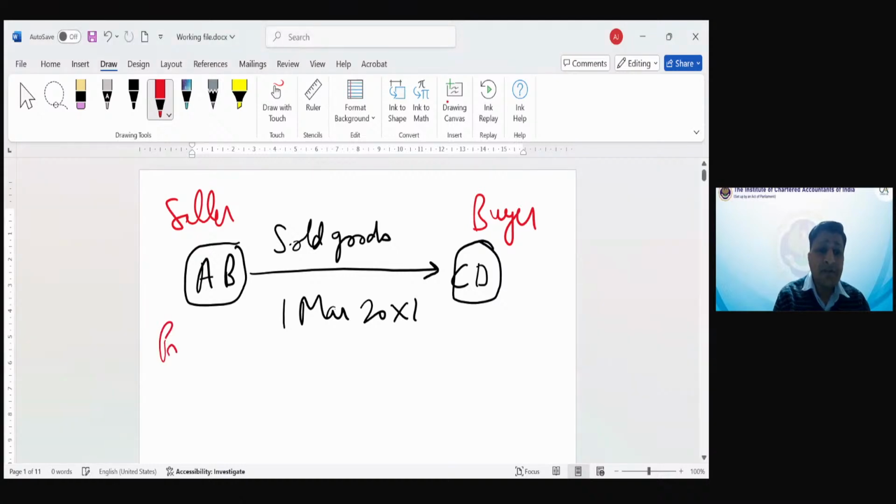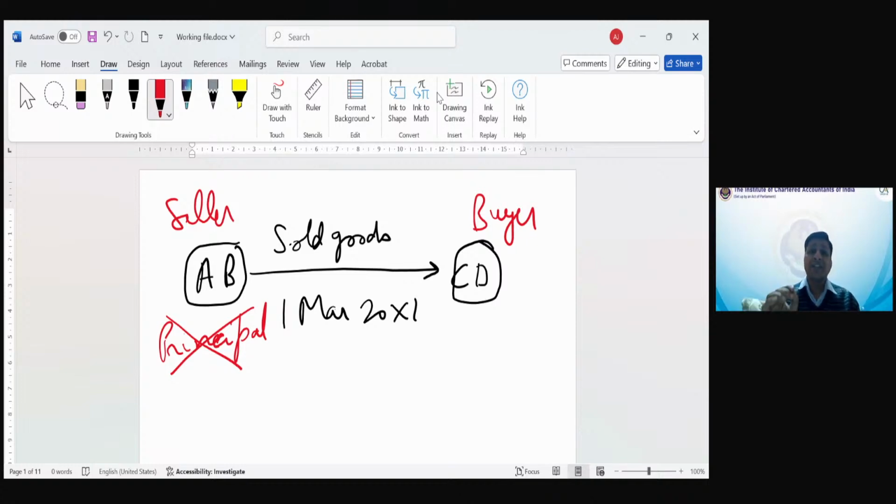Why? Because very clearly, in this case, AB is the principal. The question itself says AB is selling goods to CD, and there's no other party from which AB is purchasing them, which has been mentioned. Otherwise, they would have mentioned that. So, is this aspect required to be considered? No. So, what is the point which the question is trying to test?